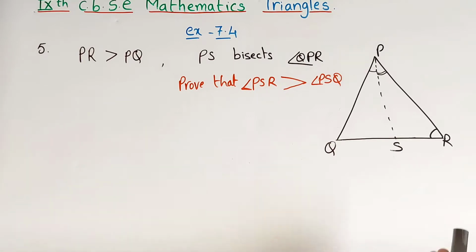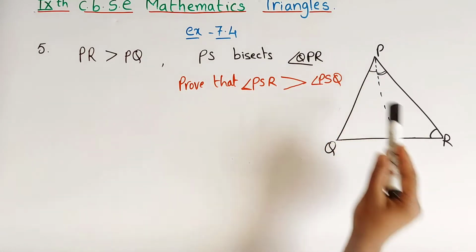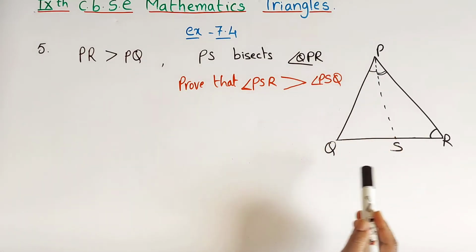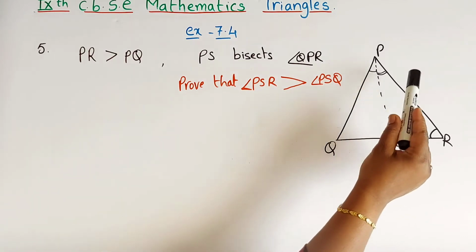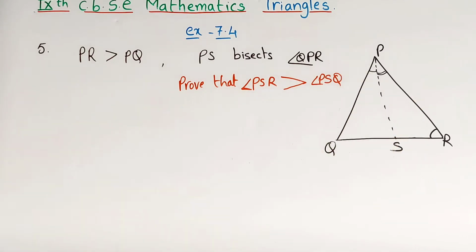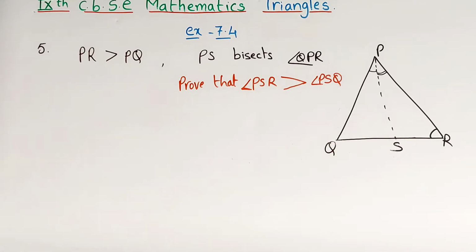In the figure, PR is greater than PQ, and PS bisects angle QPR. This one, children. Prove that angle PSR is greater than angle PSQ.